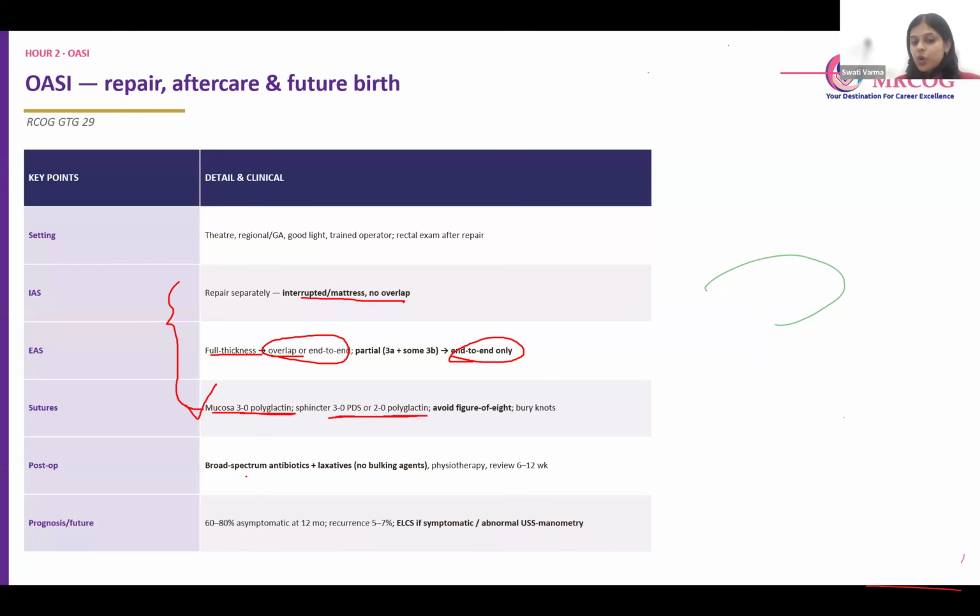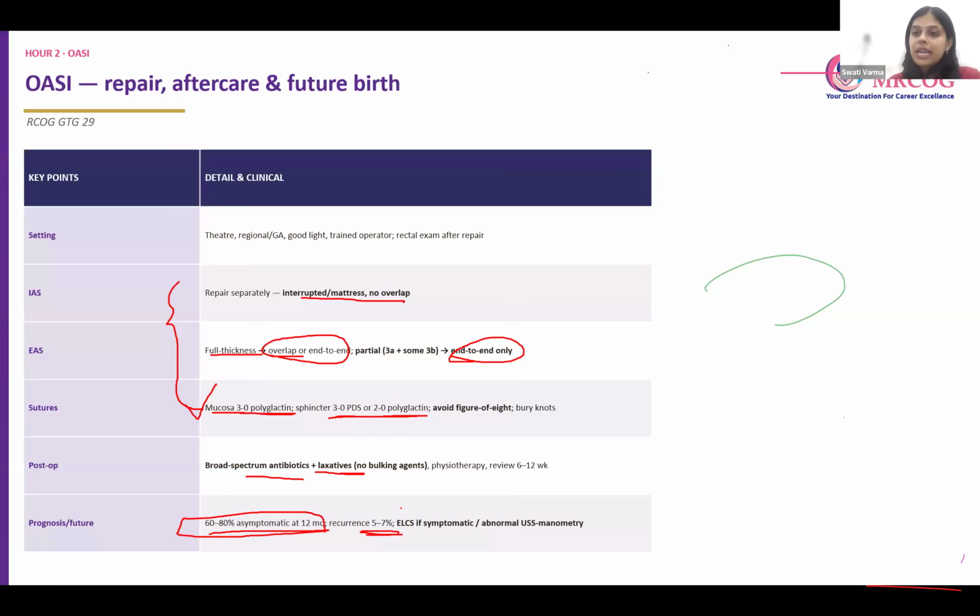Regarding post-op, broad spectrum antibiotics are a must. See, routine episiotomy as such might not require antibiotics, but for OASI repair and after forceps, you have to give antibiotics. Plus laxatives also. No bulking agents, prefer not to give bulking agents. Physiotherapy and review after 6 to 12 weeks is required. Now regarding future, 60 to 80% remain asymptomatic at 12 months. Again, important SBA question. Recurrence is 5 to 7%.